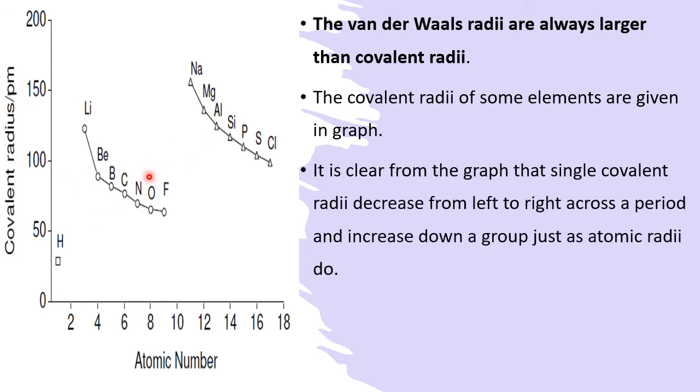Okay. It is clear from the graph that single covalent radii decrease from left to right across a period and increase down a group, just as atomic radii do. That means when you move from left to right, the atomic radius or the covalent radius decreases. That trend you have already seen in the atomic radii under the chapter trends in the modern periodic table. In the third period also we have seen the same decreasing trend from left to right.